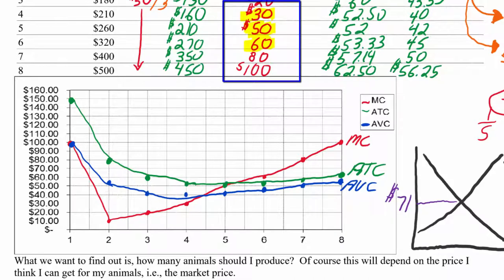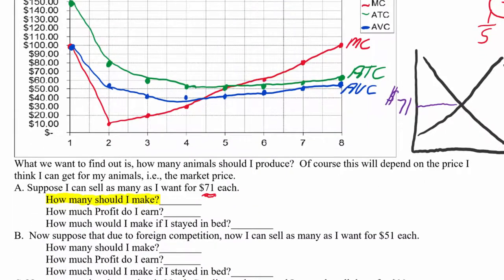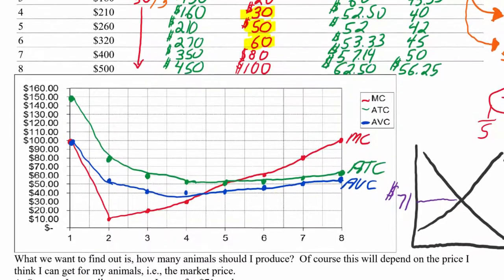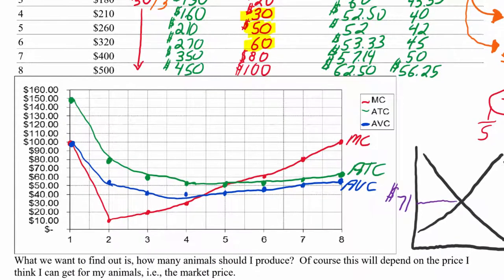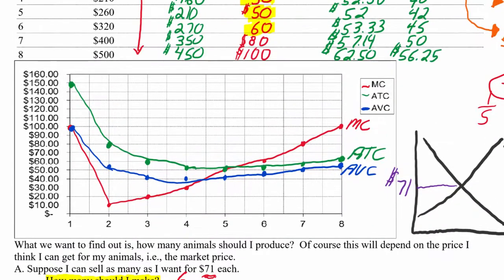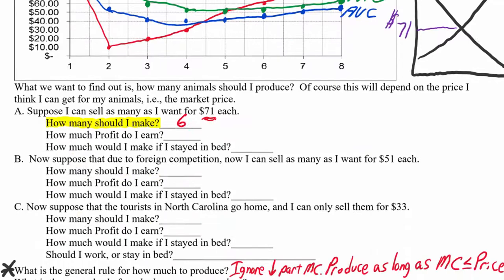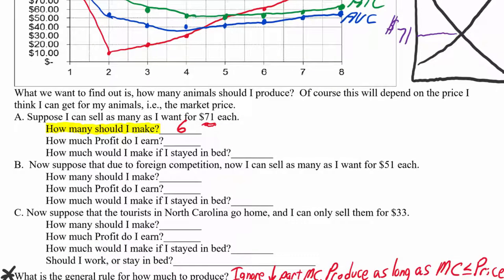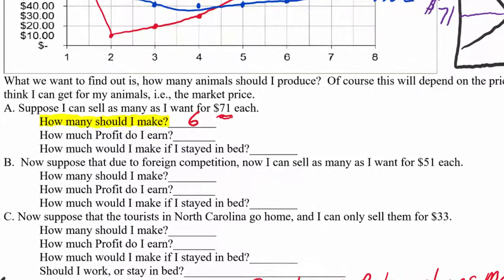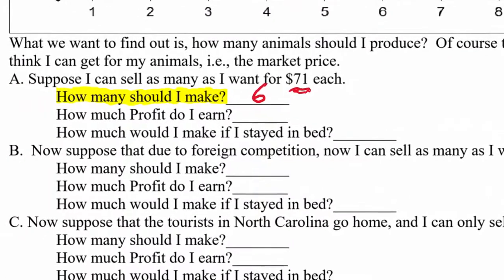So our answer is that we would want to stop here at producing 6 units. Because if we make the seventh one, it would cost us 80, and we could only turn around and sell it for $71. And that would be bad. We'd lose some money on doing that one. So how many should we make? 6. Now, how much profit would we earn if we made 6?